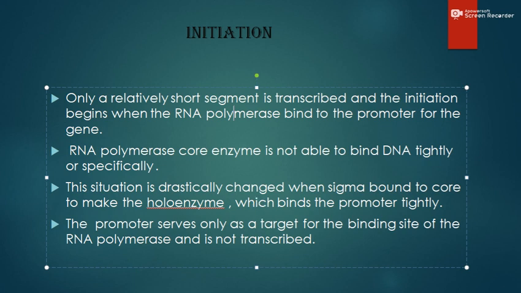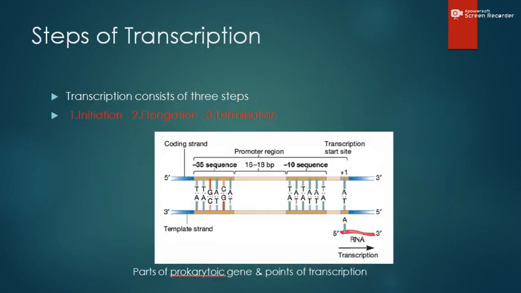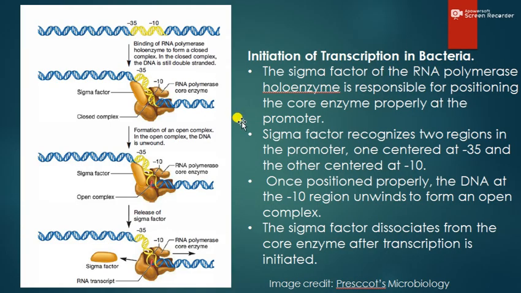Now you should have a look at this particular figure. When the transcription is starting, the enzyme is coming and binding onto the promoter region, but the promoter region is not getting transcribed. That is, the DNA in this promoter region is not getting transcribed. It is only the region where the RNA polymerase comes and binds. The transcription starts ahead of that, at the transcription start point. So we are going to the initiation.